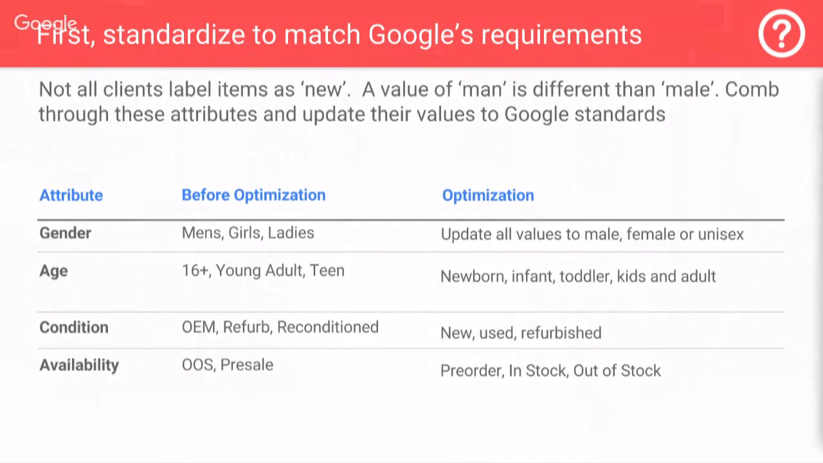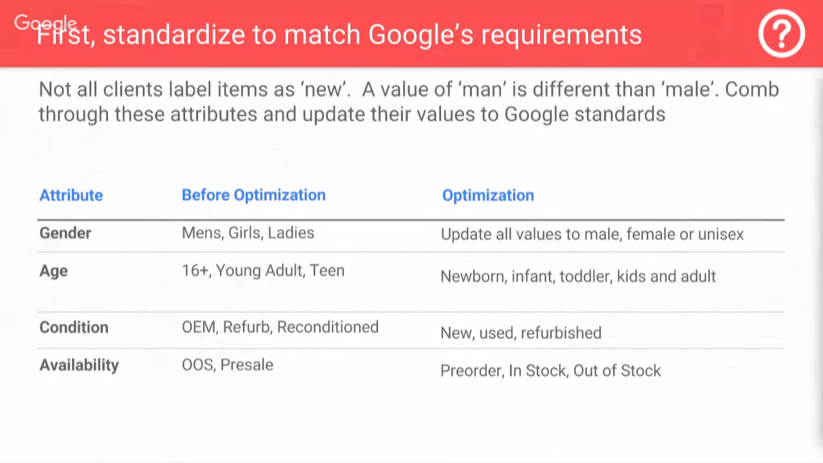So things like men's, girls, ladies, things like that, we want to make sure that this updates to include things like male, female, or unisex. These are the terms that Google understands. It understands male. Men's is not something that is optimized for the format. So we want to make sure everything's consistent on our end.